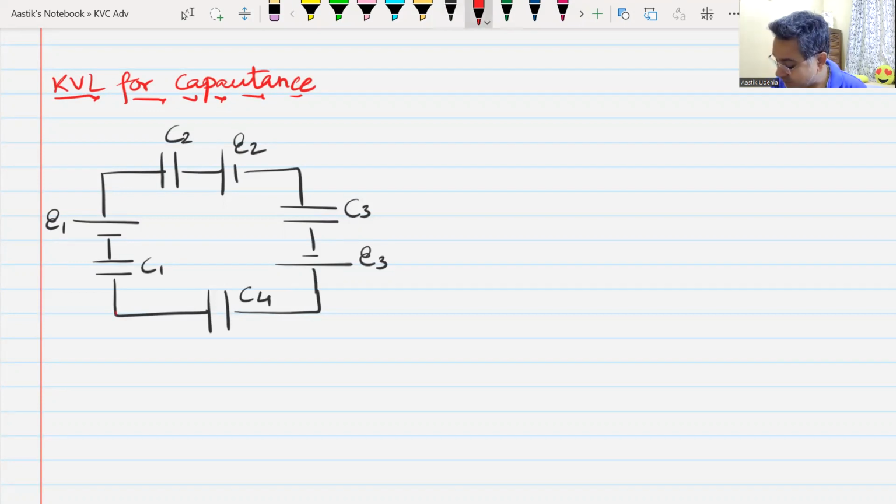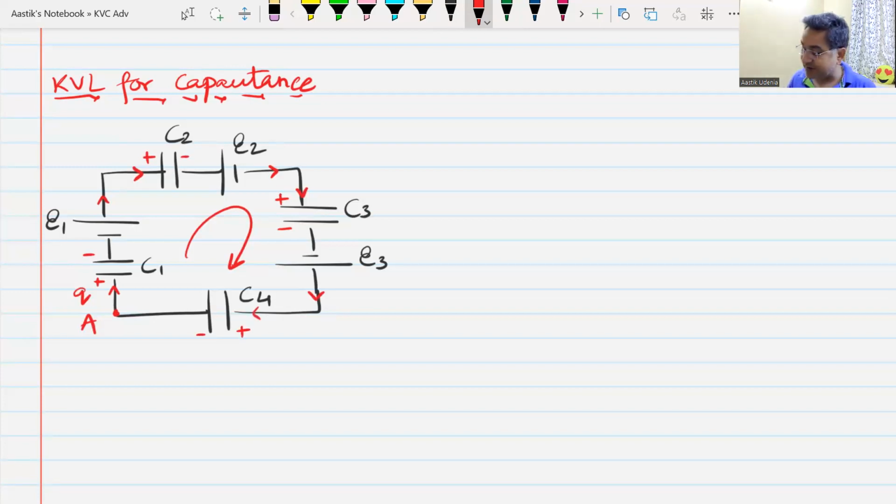Then again I will choose a point A and I will move like this and I will say Q charge flow. So this will be positive and this will be negative. Do we understand this? Yes, sir. Because Q charge is flowing like this. All the capacitors will get the same charge. The charge will flow like this, will be positive and this will be negative.